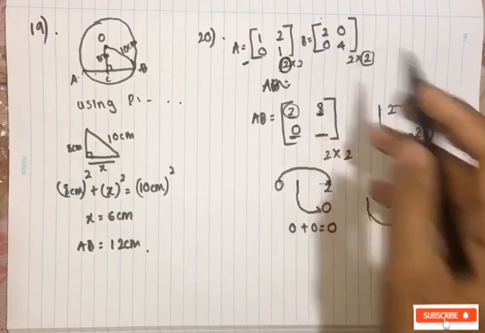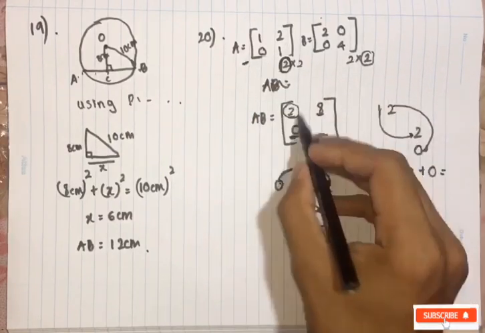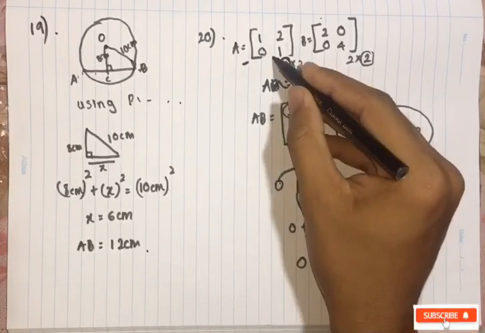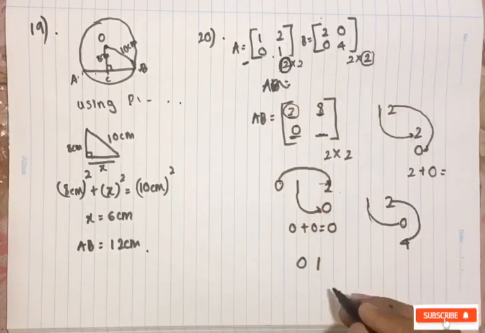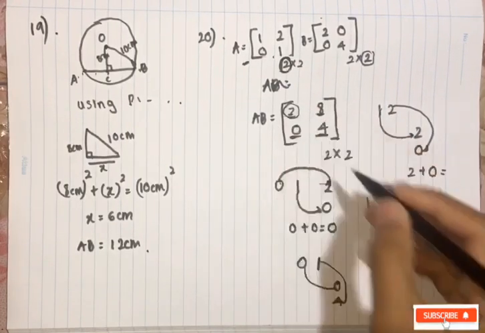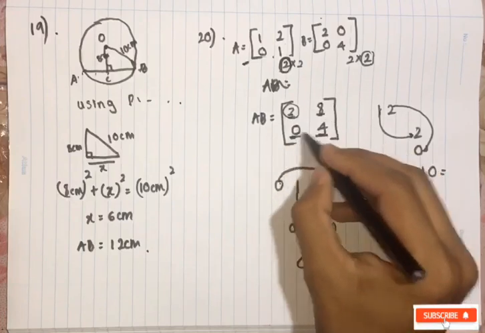And here take the second row and second column. 0 and 1 is the second row, second column you have 0 and 4. Multiply 0 into 0 is 0, 1 into 4 is 4. Therefore the final answer is 2, 8, 0, 4.